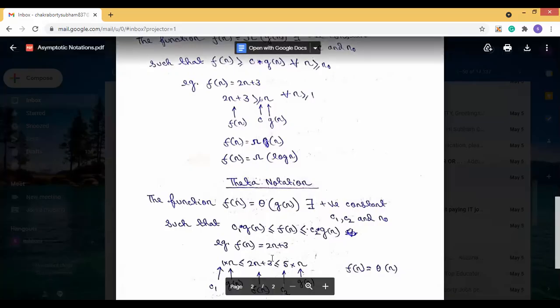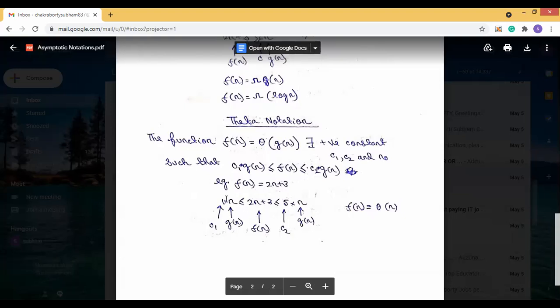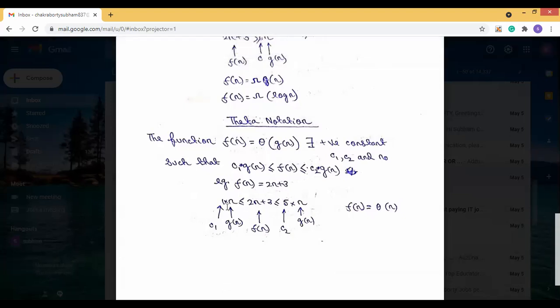So if f(n) is 2n plus 3, we will consider c1 of g(n) as n, because it is the omega notation case. So it will be n less than or equal to 2n plus 3 less than or equal to 5n. That's how we can consider it, and our f(n) will become theta of n. Now here we couldn't consider an upper bound or lower bound function, only n. In case of theta notation, we can solve it through n only.